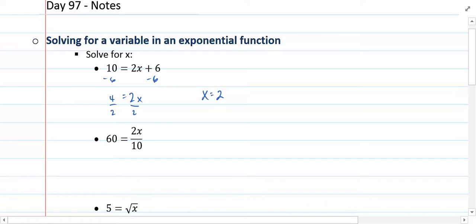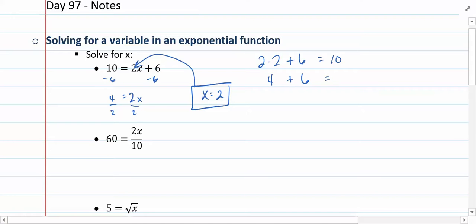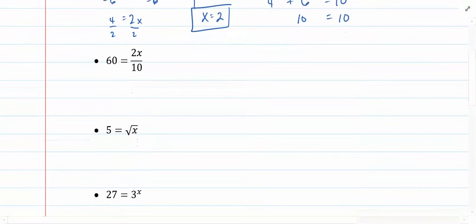is equal to 2. Now we know that this would be a solution for a problem like this because when I put 2 back in place of x, I now have 2 times 2 plus 6, and that should equal 10. 2 times 2 is 4, plus 6 is equal to 10, so we know we have the proper solution. Let's work on a couple others.